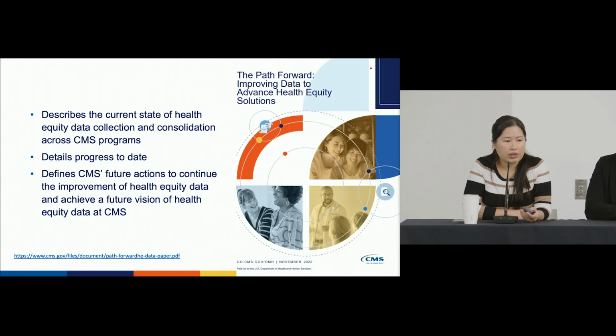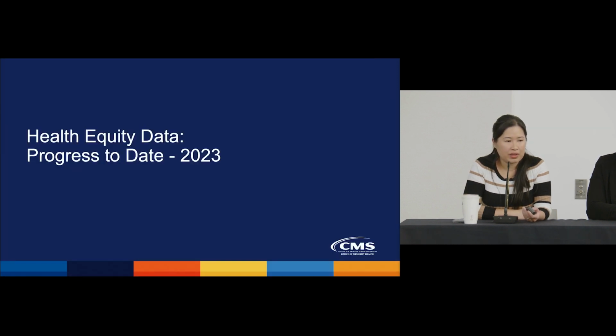And we also released what we call the white paper, The Path Forward: Improving Data to Advance Health Equity Solutions. The paper basically describes the current state of health equity data collection and consolidation across the CMS programs, details progress to date, and defines CMS future actions to continue the improvement of our data collection and achieve future visions of health equity data at CMS. As some of you may know, a lot of folks have been releasing data about CMS data, so we thought it's about time that we put out one on our own, and just to be transparent about the work.